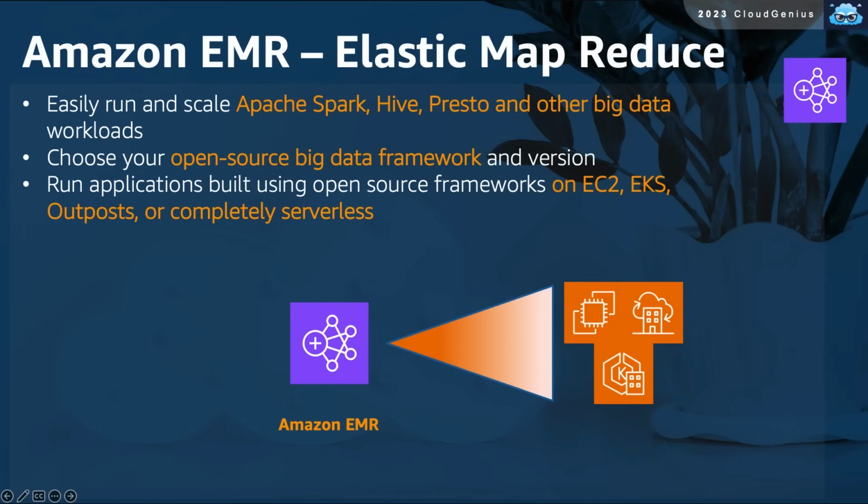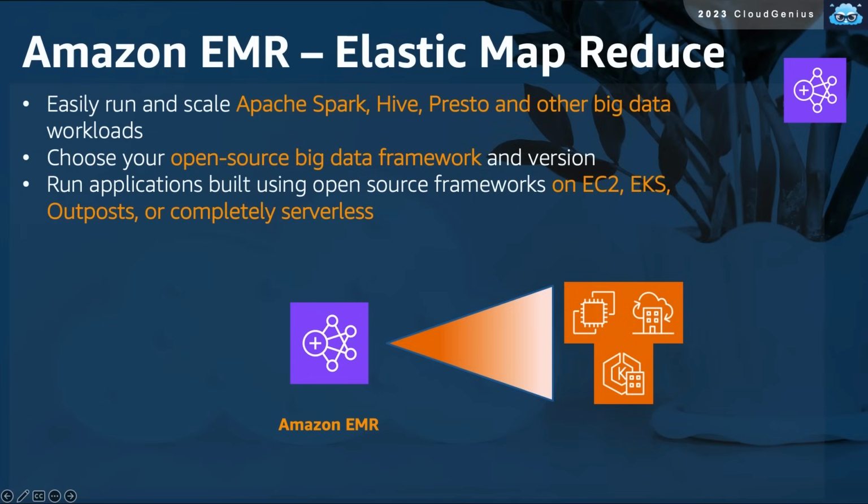Amazon EMR, Elastic MapReduce, is a fully managed big data processing service that simplifies the processing and analysis of large-scale datasets. It allows you to run popular big data frameworks such as Apache Spark, Hadoop, and Presto on a highly scalable and secure platform. With Amazon EMR, you can easily process and analyze vast amounts of data. It enables you to launch and configure clusters of virtual servers, known as instances, in a matter of minutes.